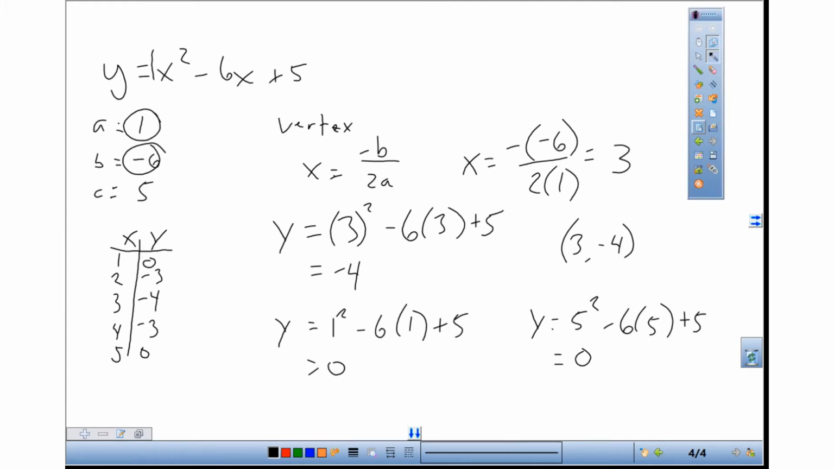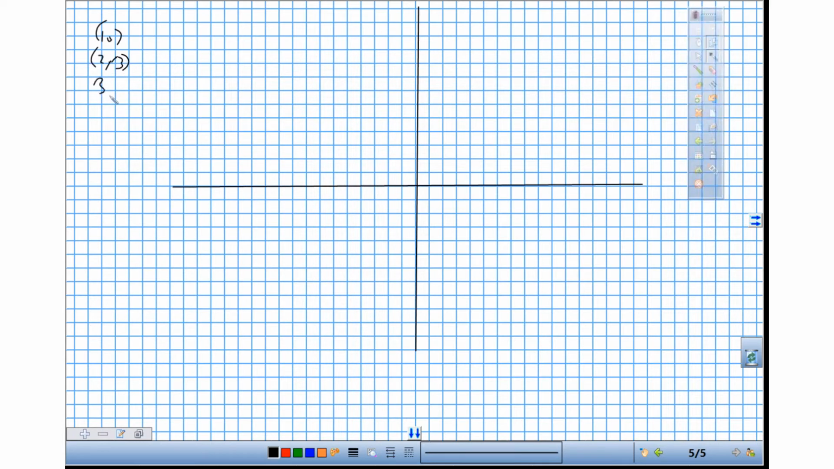All right, let's go ahead and graph the function. So when we graph it, we want to set it up with our x and y coordinates. We can go by ones because it's not very large. We have our table, which is 1, 0, 2, -3, 3, -4, 4, -3, and 5, 0.